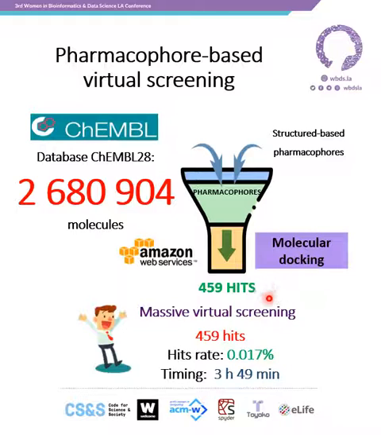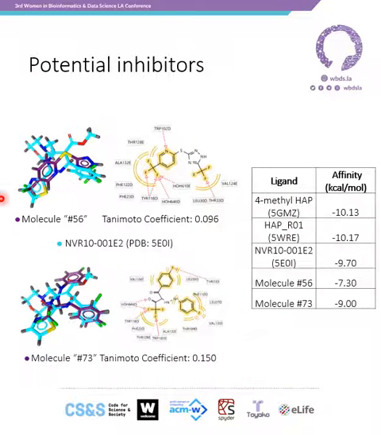The 459 hits were analyzed using molecular docking to identify potential hepatitis B capsid assembly inhibitors. We are showing today 2 of the 8 potential inhibitors we have found, the molecules 56 and 73. Again, the crystallized ligand is in light blue, and the purple ones are the docked molecules. Both molecules bind to the pocket with a similar disposition to the crystallized ligand, and they have affinity energies close to that of the HAPs bound to the crystals.